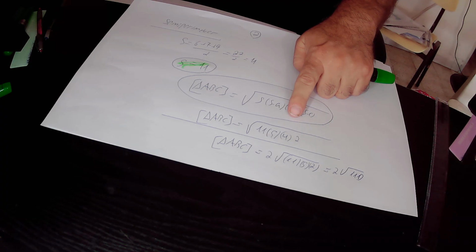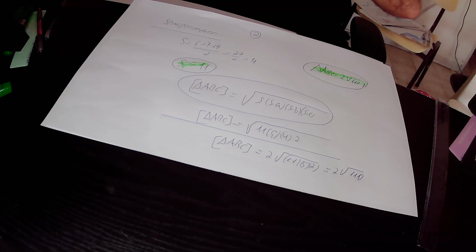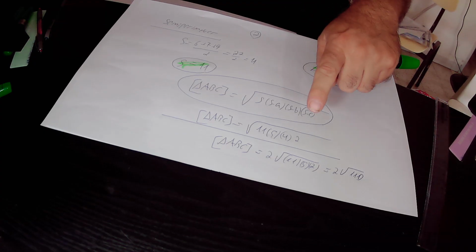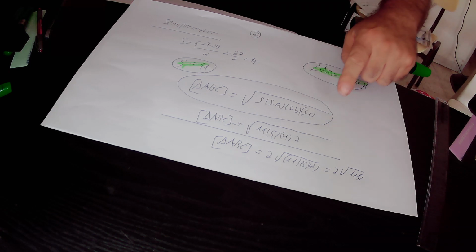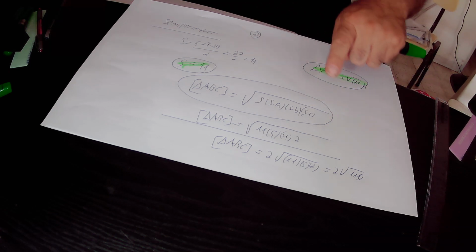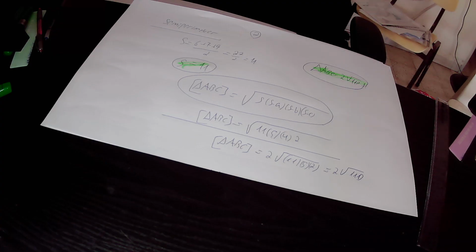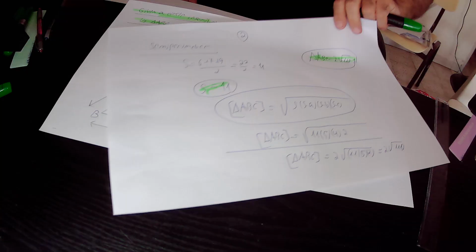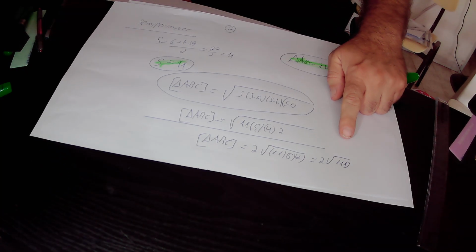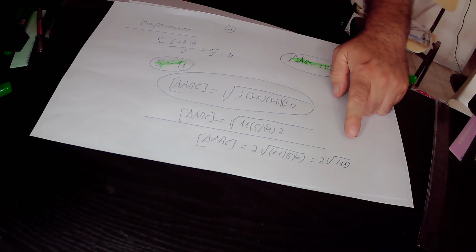The square root of 4 is 2, so we took out 4 from this root, and found that the area of triangle ABC equals 2 times the square root of 11 times 5 times 2. 11 times 5 is 55, 55 times 2 is 110. So in total, we found that the area of this triangle ABC is equal to 2 times the square root of 110 square units in size.